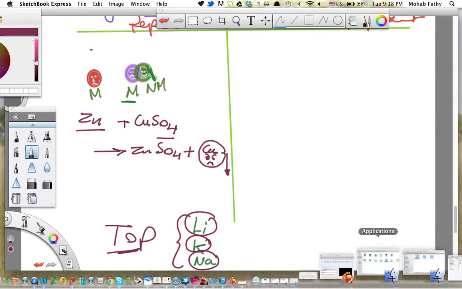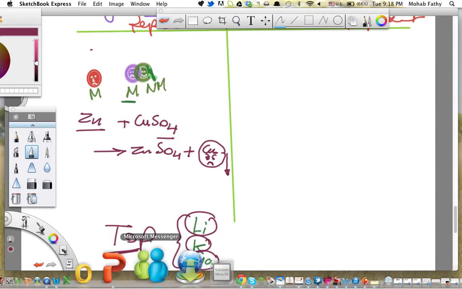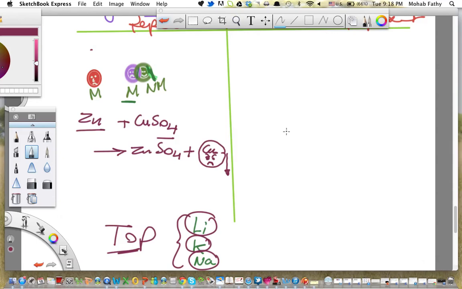Okay, precipitated. When a metal replaces another one, the replaced metal will be precipitated. You can write it as solid (s). Can the opposite take place? Can a solid go down, and what about the gas?